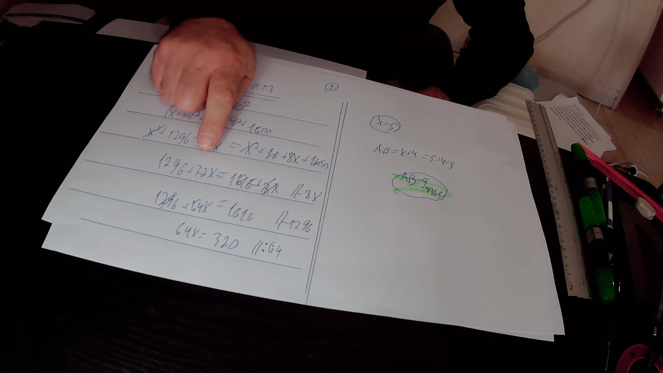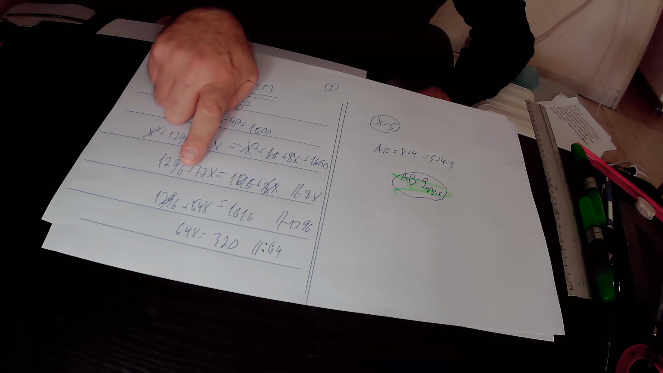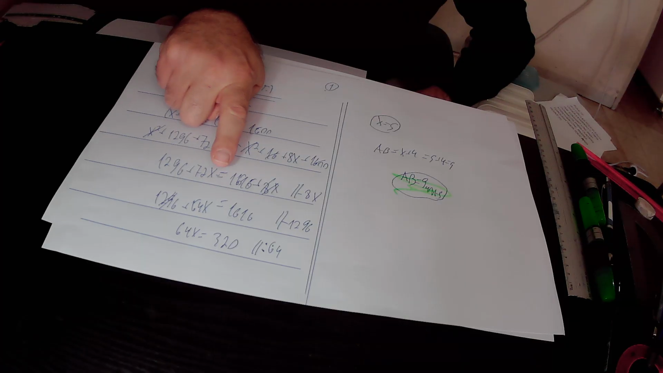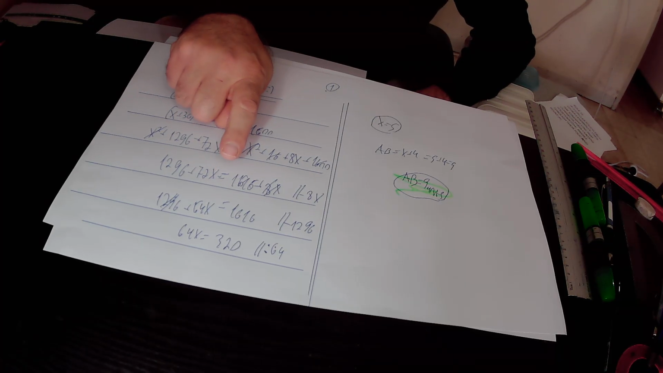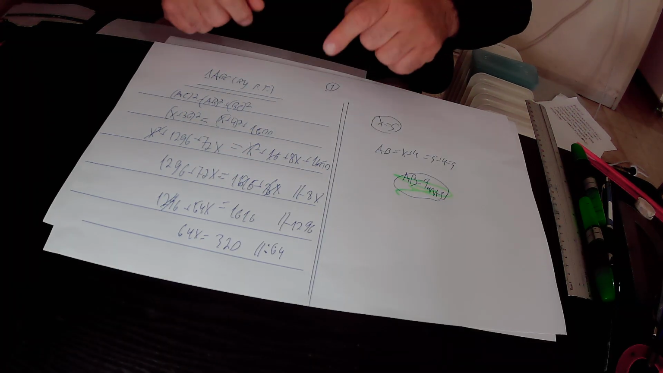Here, we subtracted 1296 from the equation. So here, 1296 gets cancelled, leaving only 64X, while on the other side of the equation we have 1616 minus 1296, which equals 320. So in total, we found that 64X equals 320.